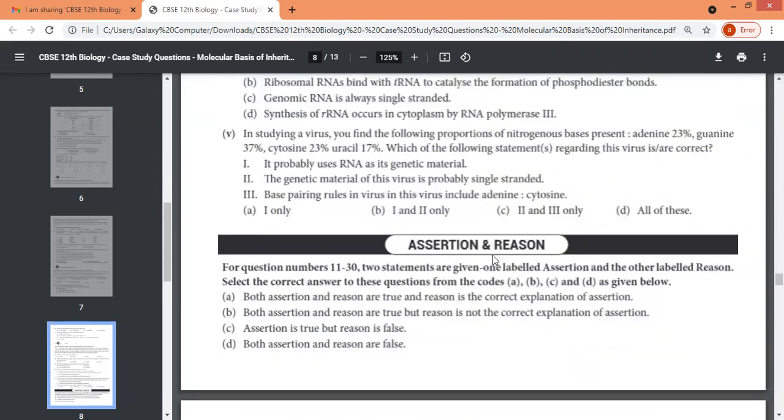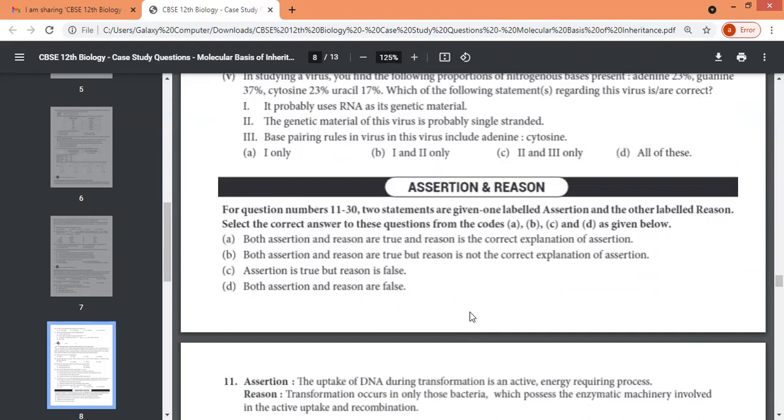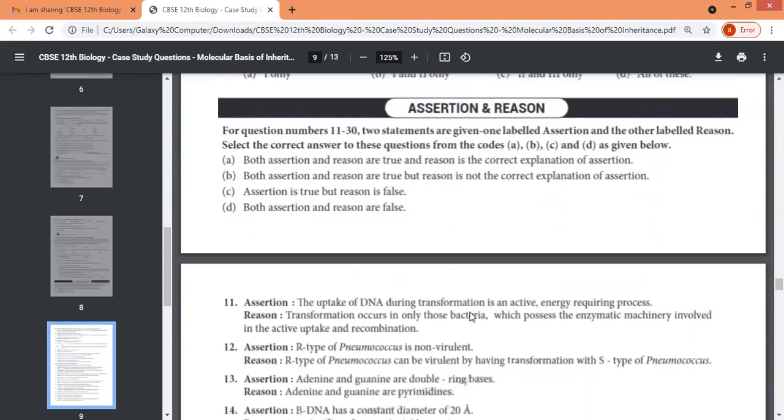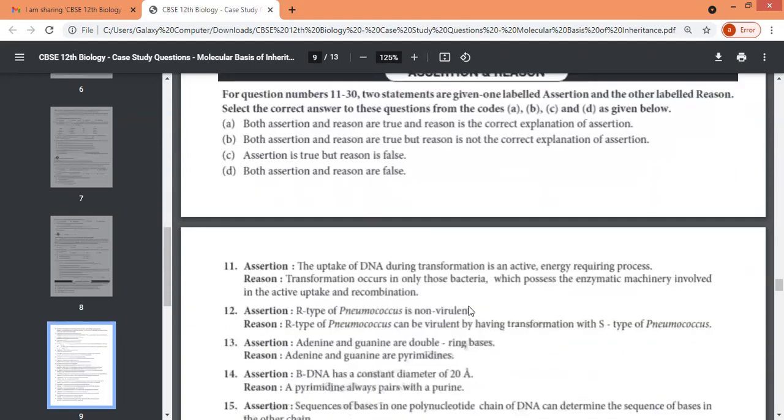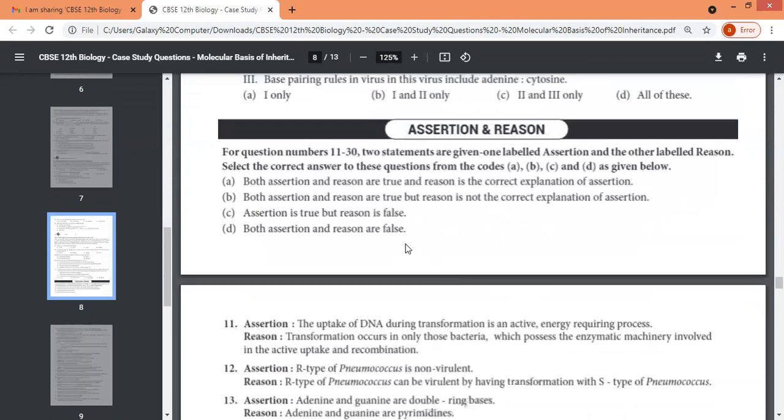And finally we come to assertion and reason questions from the same chapter. Okay, 10 questions are there from the normal MCQs, and now we have only assertion reason questions. In assertion reason, as you can see, options ABCD: both assertion and reason are true, and reason is the correct explanation. Both are true, but reason is not the correct explanation. Assertion is true, but reason is false. Both assertion and reason are false.